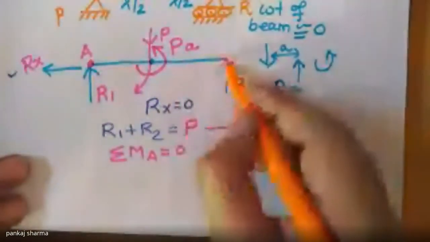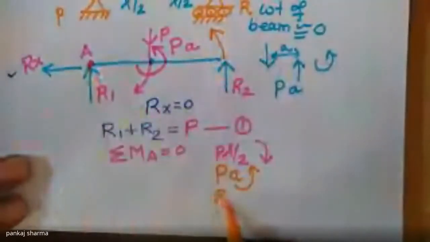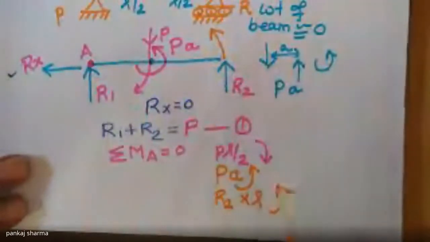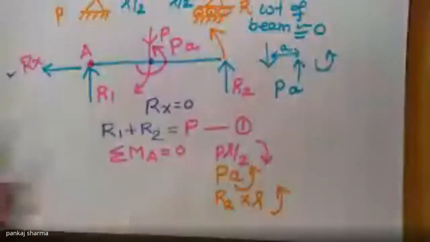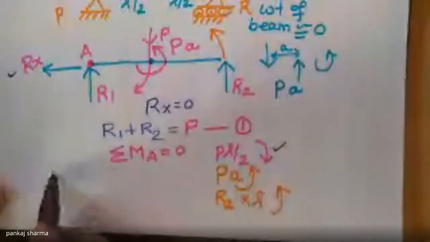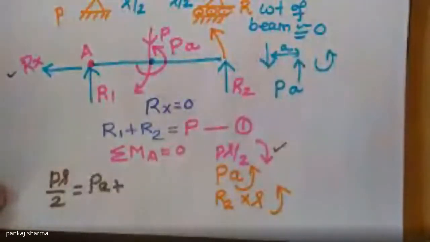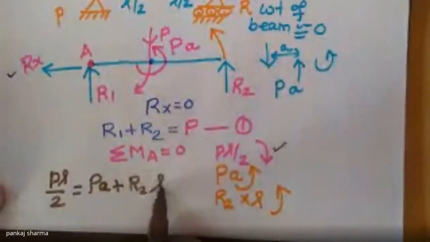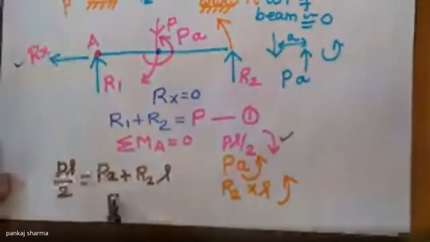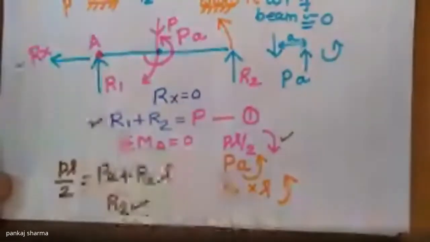And the moment due to R2 with respect to A is R2 into L, and the direction is anti-clockwise. So the net clockwise moment is equal to the net anti-clockwise moment. It is a clockwise moment, so we can write PL by 2 equal to PA plus R2 into L. So we can easily calculate the value of R2, and using R2 in equation 1, we can calculate the value of R1.